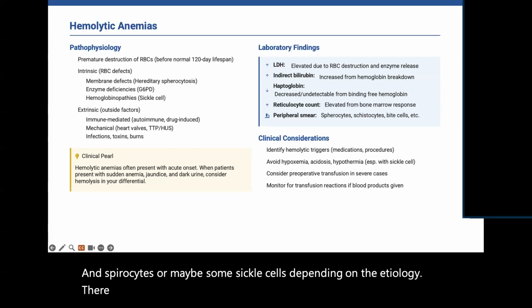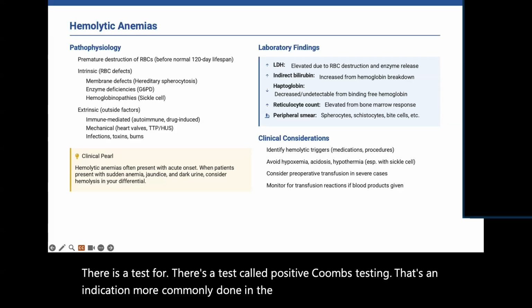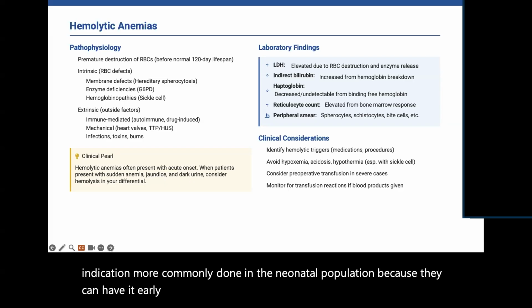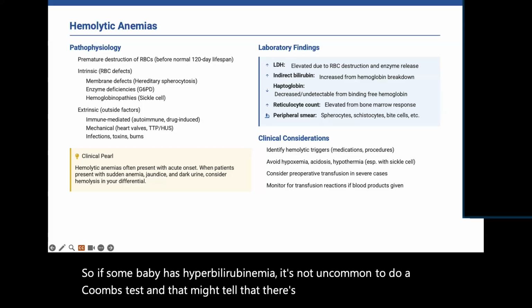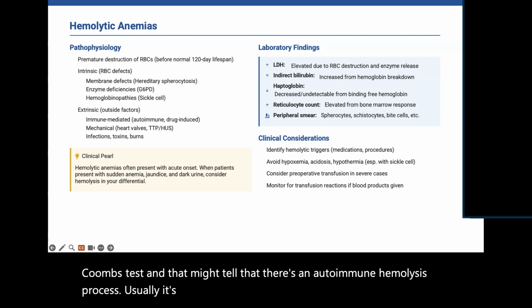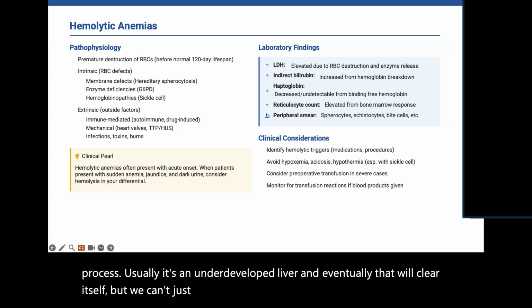There's a test called positive Coombs testing. That's an indication more commonly done in the neonatal population because they can have it early on, especially if they have hyperbilirubinemia. So if some baby has hyperbilirubinemia, it's not uncommon to do a Coombs test, and that might tell that there's an autoimmune hemolysis process. Usually it's an underdeveloped liver, and eventually that will clear itself. But we can't just assume, we have to look.